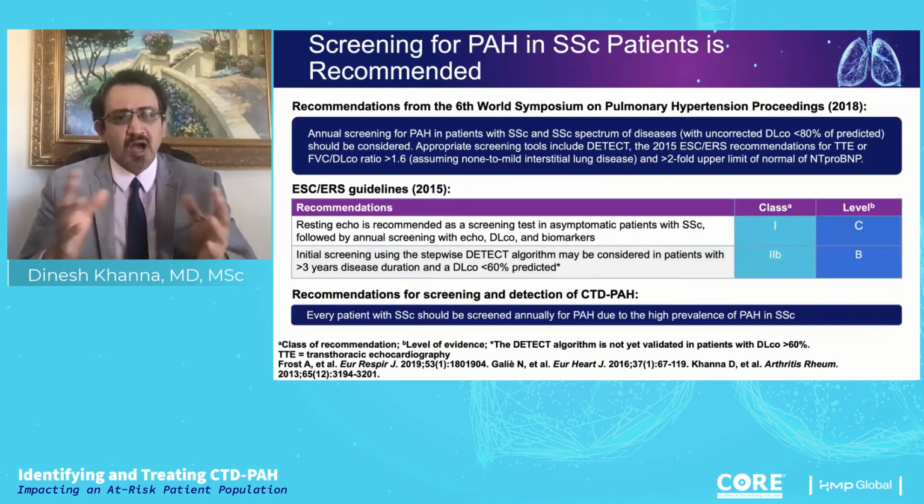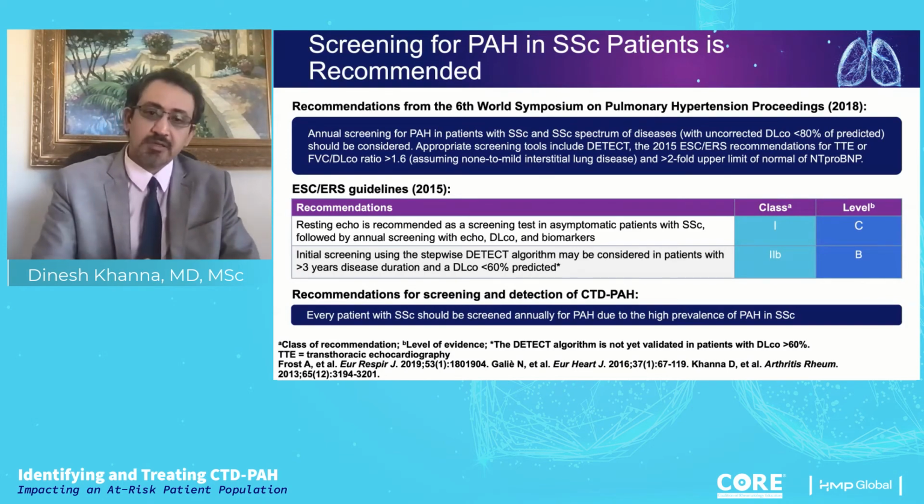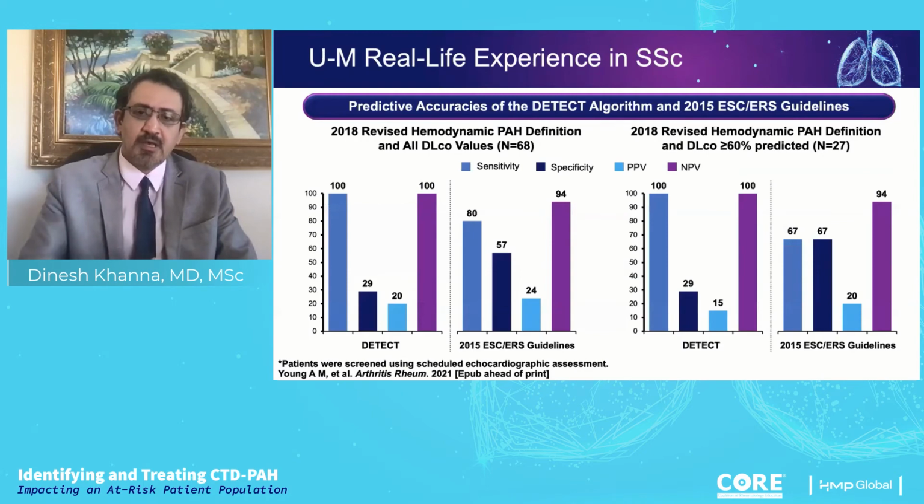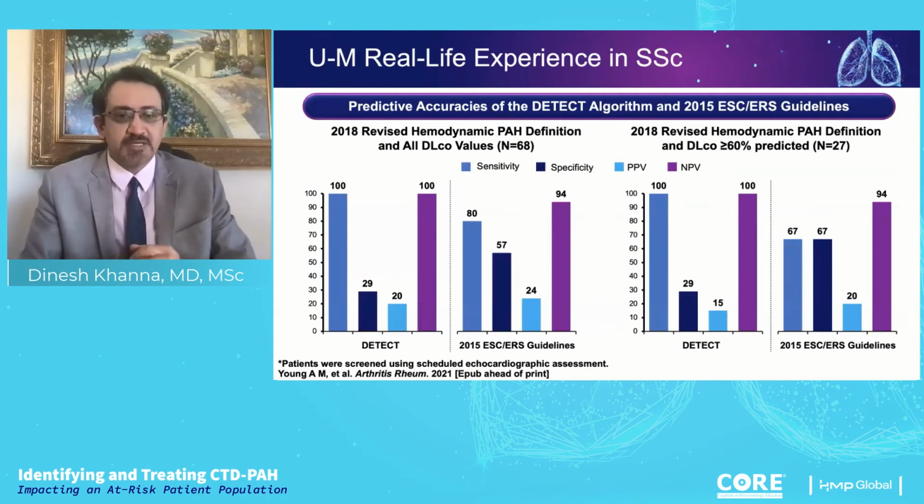And again, I want to highlight that there are 3 societies that have recommended that we should use multi-item variables to screen patients with scleroderma, and annual screening is recommended. So there's a lot of consensus amongst the cardiologists, rheumatologists, and pulmonologists to do that. Here's the data we recently published in Arthritis and Rheumatology that we have been working on over the last 10 years.